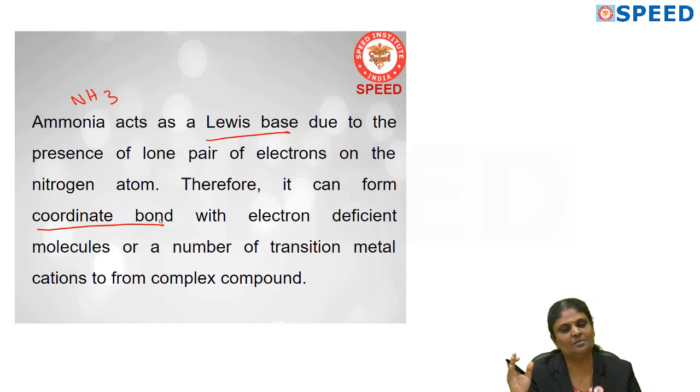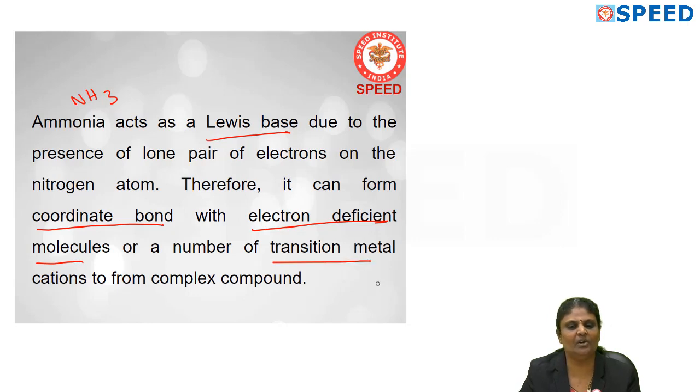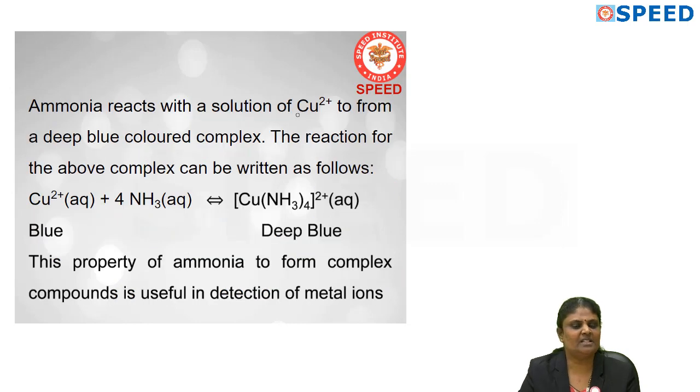The major difference between a coordinate bond and a covalent bond: in both cases there is sharing of electrons, but one electron sharing is called a covalent bond, while a pair of electrons sharing means a coordinate bond. So with electron deficient molecules or a number of transition metal cations, that is D block elements, ammonia reacts with a solution of Cu2+ to form a deep blue colored complex.